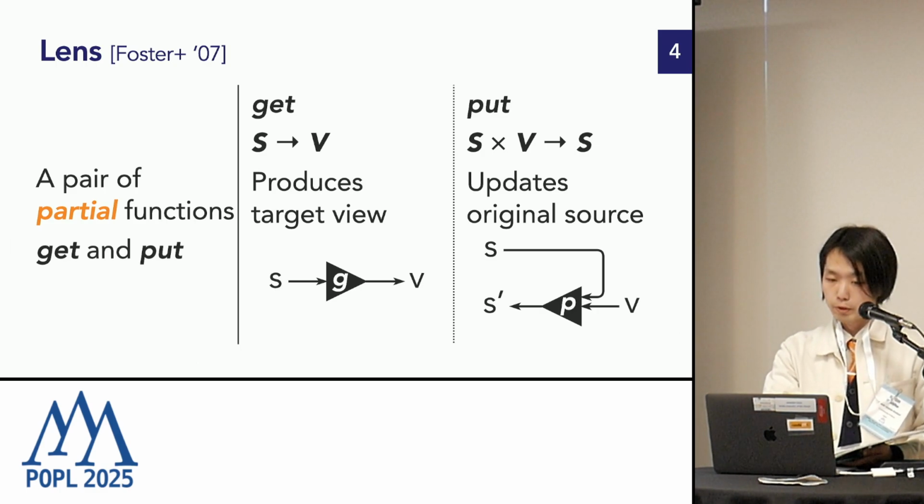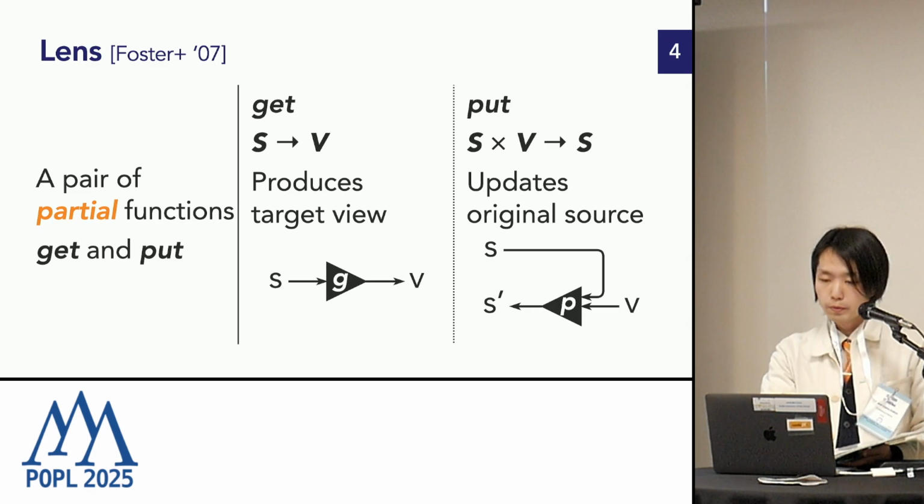As I described before, the get function produces a view from the source.